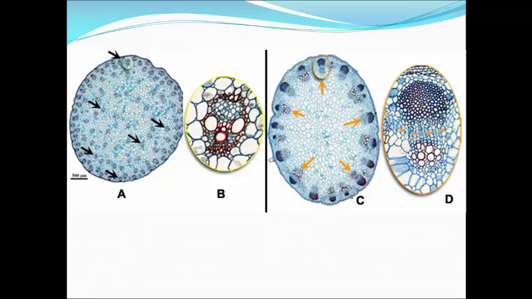And there are nice little pictures. You can see the rings on the dicot on the right, or you can see the bundles spread out all over the place on the monocot on the left.